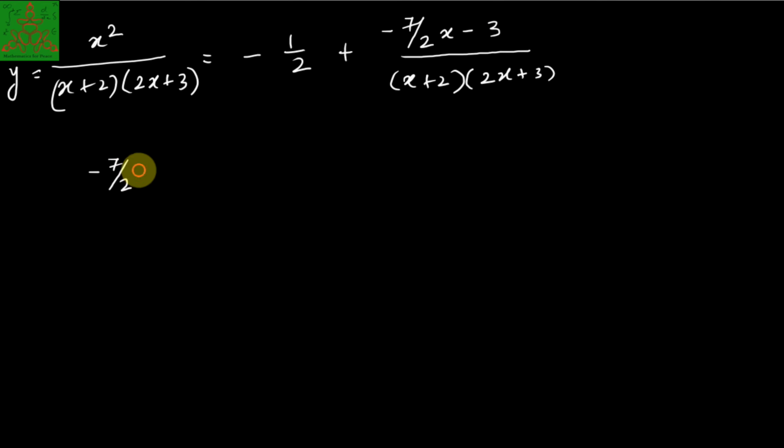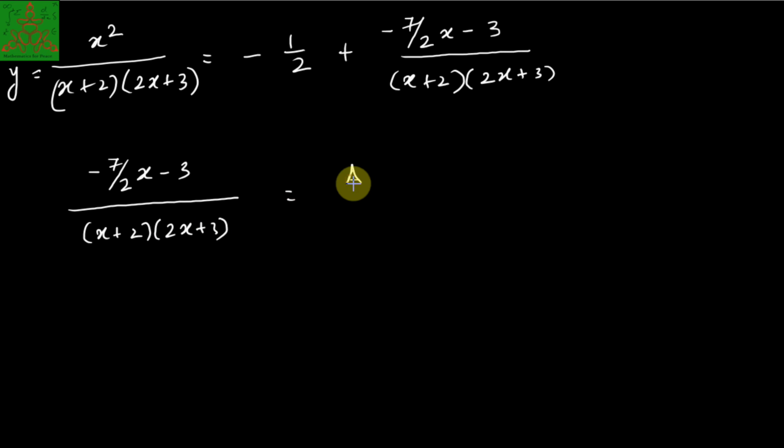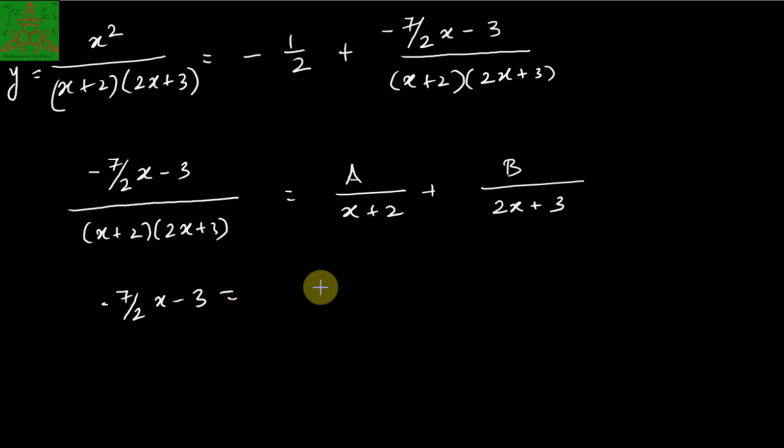So to do the partial fraction of that one, I am just writing it in this fashion, that is x plus 2 into 2x plus 3, that is equal to a upon x plus 2 plus b upon 2x plus 3, because there are two linear factors here. So that is 7 by 2x minus 3 is equal to a into 2x plus 3 plus b into x plus 2.